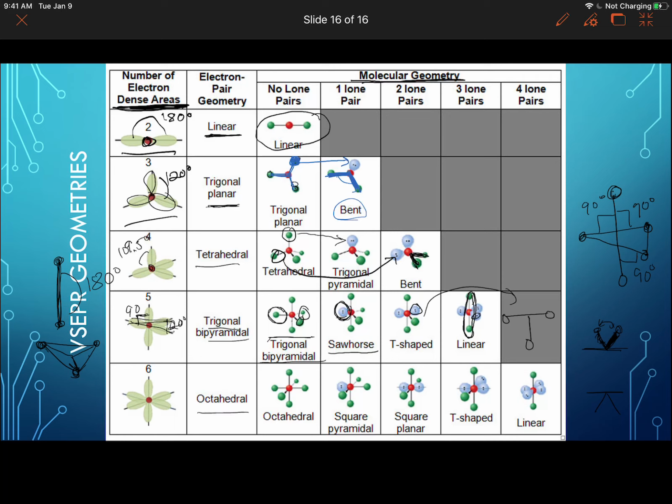Next, and last, is our octahedral, where we have 6 electron domains. These electron domains are going to be 90 degrees away from each other. So it's, again, hard to see this, but we have a kind of square base, and then it all comes up to this point right here.